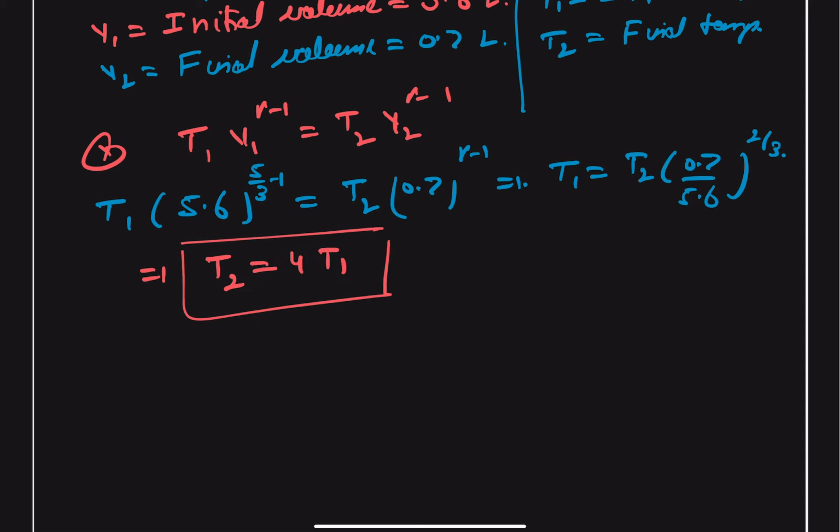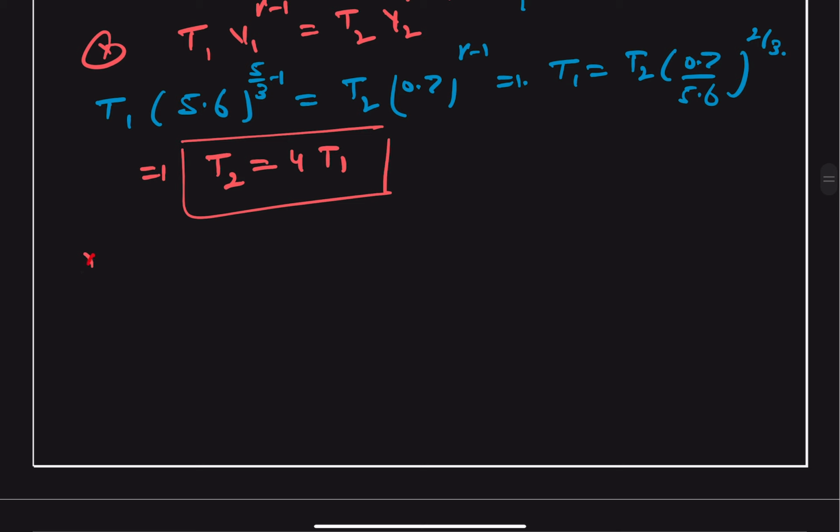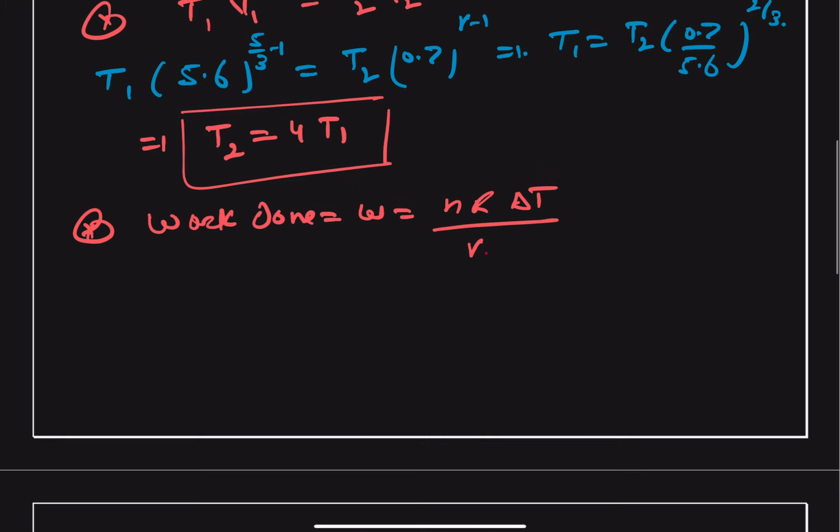Now we are going to use the equation of the work done. Work done, W, is equal to n R delta T divided by gamma minus 1, which can be written as n R (T2 minus T1) divided by gamma minus 1.